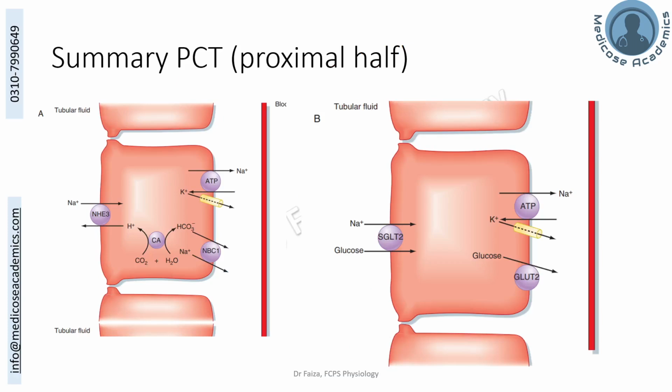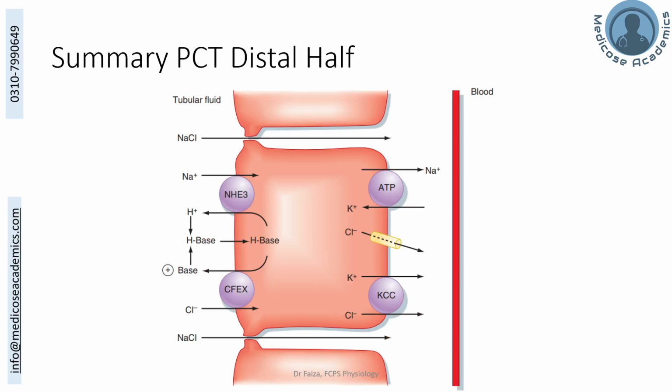Summary of proximal convoluted tubule. In the proximal half, you can appreciate this is the luminal border, and this is the basolateral border, and you can appreciate the secretion of hydrogen by the carbonic anhydrase mechanism here, as well as the movement of sodium and potassium, reabsorption of glucose by secondary active transport, and on the other end by glucose facilitated diffusion.